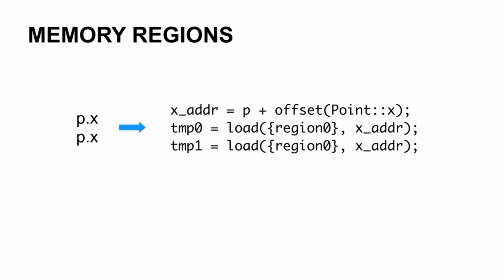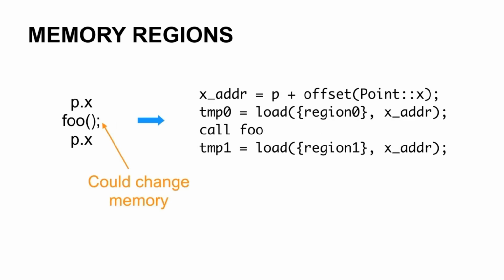But there's another case that's a little more interesting. Let's say you call a function, foo. Foo could have side effects, and the compiler doesn't necessarily know that. So it has to assume that after the call to foo, foo may have had a reference to the point object. It may have changed the value of x, and therefore we have to reload.